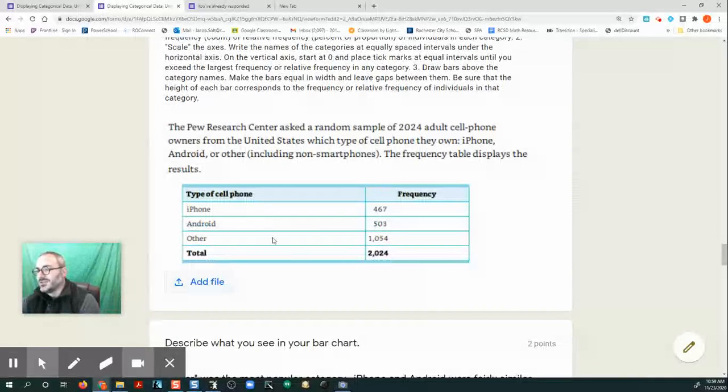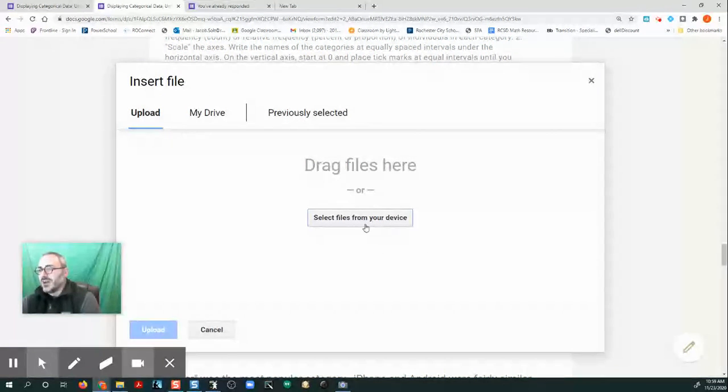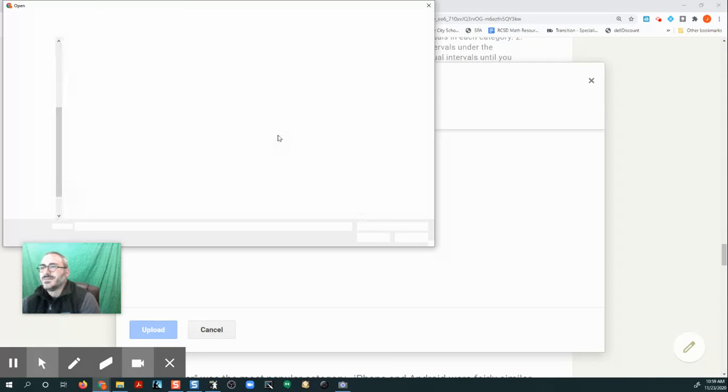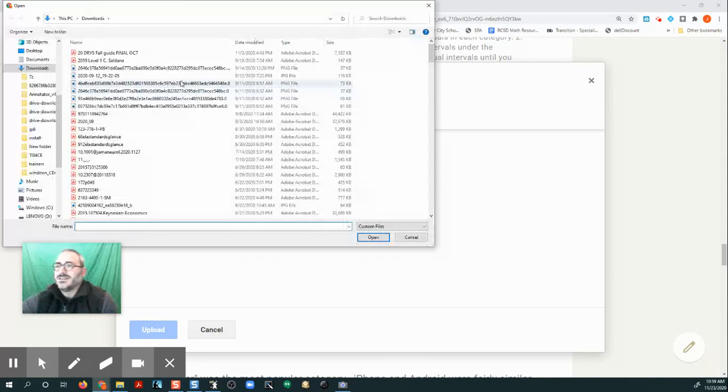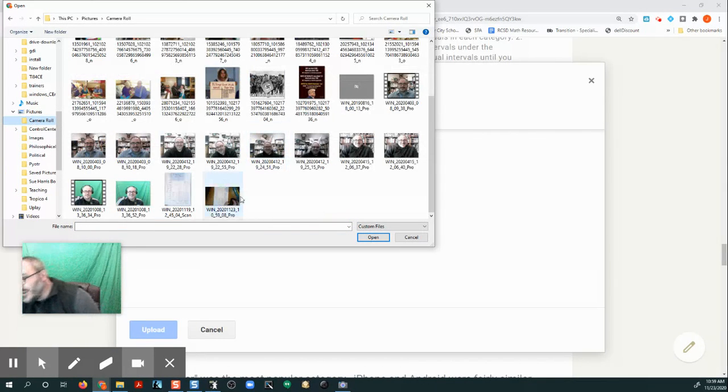After I've taken that picture, it's probably in my downloads, I guess, or maybe it's in my pictures in my camera roll. But I'm going to add file. I'm going to select files from my device because I know it's on my device somewhere. I'm hoping it's in my downloads. Apparently no. So I'm going to say here it's in my camera roll. All right. So somewhere in here, there it is.